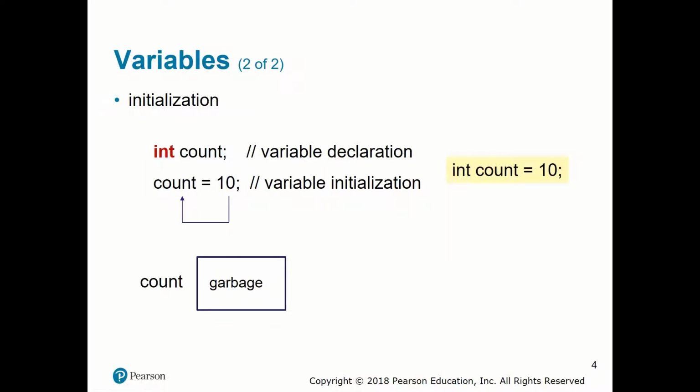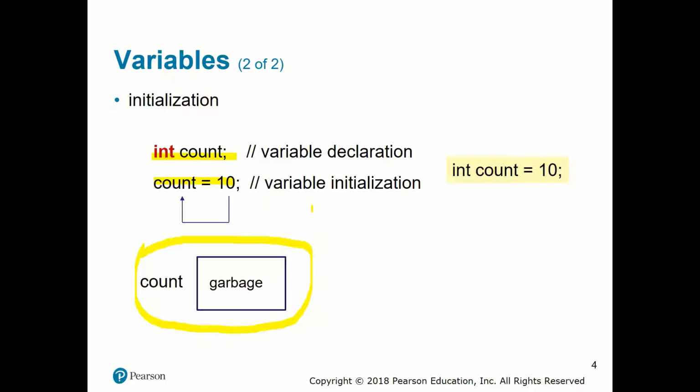I will talk about initialization. Int count is a variable declaration. So this is a variable declaration. It creates a space in memory with garbage inside at first. So this is the first status of count. And count = 10 means assigning value 10 to the variable count. That is, the computer stores integer value 10 into the variable count.